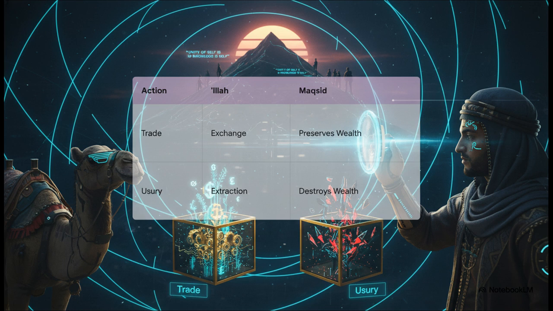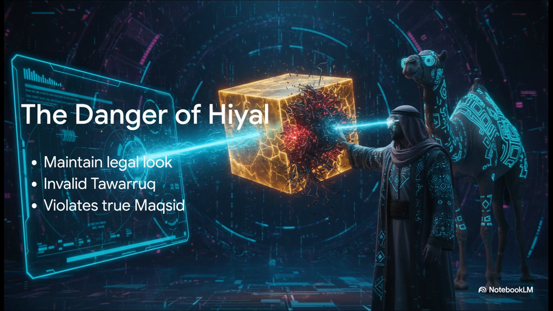See, the exteriors are identical. They both give you a return, but one builds humanity up, while the other literally cannibalizes it from the inside out. And this brings up a huge red flag in the texts. The danger of hiyar, or legal loopholes. These are basically tricks that keep the outward appearance of legality while completely violating the spirit of the law.